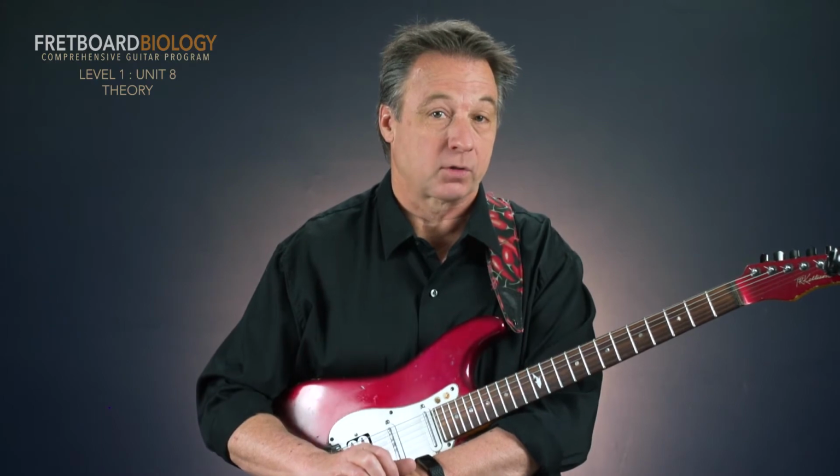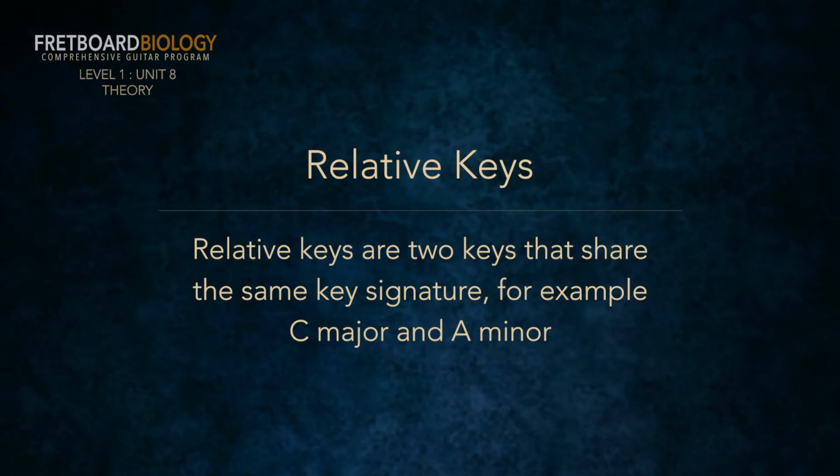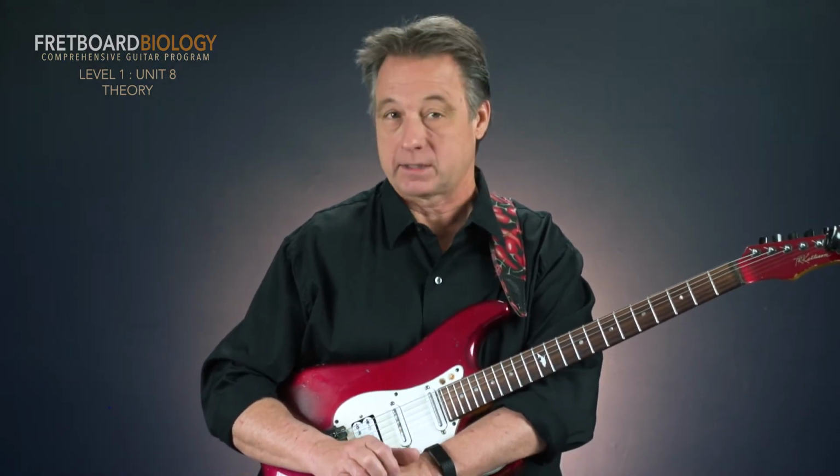A tonal center is a great term because it really describes what a tonic is. It's the note around which all of the notes of a song revolve. The next term is relative key. Relative keys are two keys that share the same key signature. For example, C major and A minor. Now, we haven't discussed key signatures for minor keys yet, but this unit helps set up that discussion.